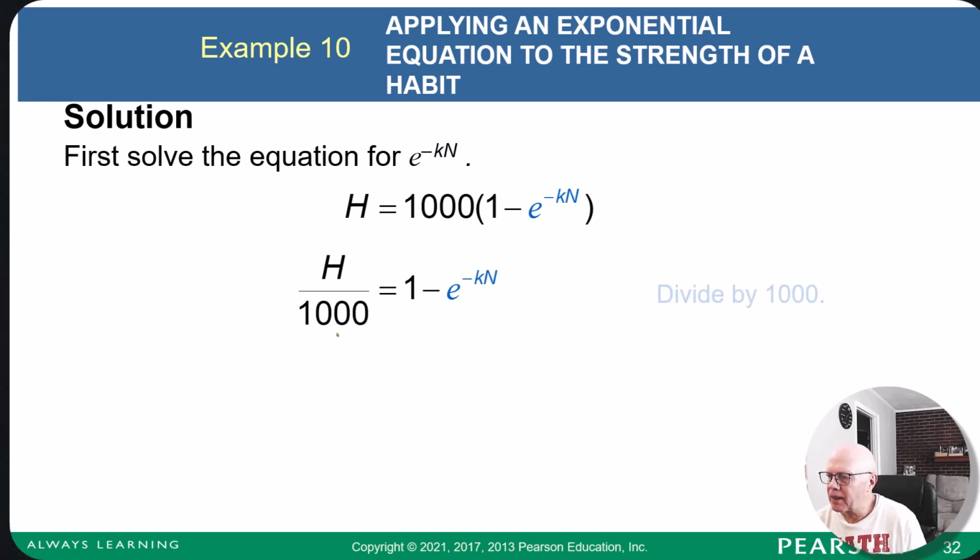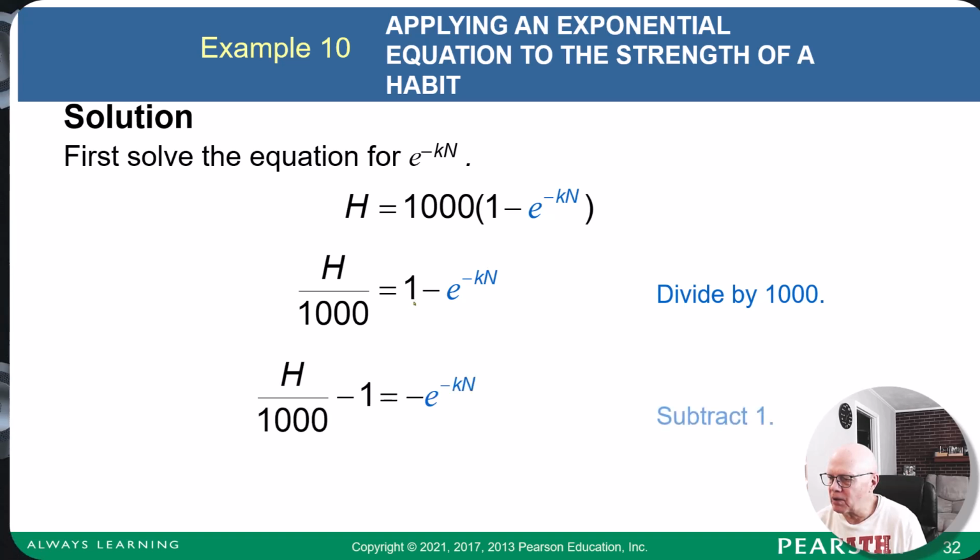We'll divide by 1,000. We're getting closer to that k. Now we can subtract the 1 from both sides. We're getting closer to the k. And then what? Notice that over here, this is a minus e to the minus kn.